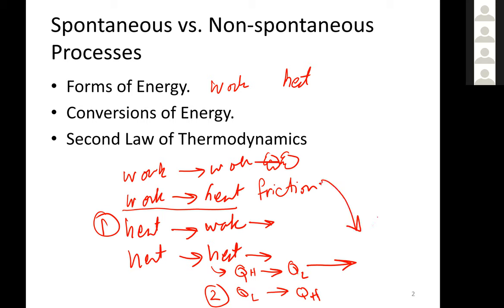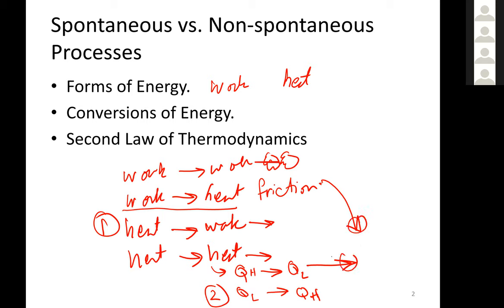What we are interested in more in thermodynamics are heat to work and heat from a low temperature medium to a high temperature medium. We call the other two, heat from high temperature medium to low temperature medium and work to heat, spontaneous processes. We don't have to interfere; they happen by themselves. If some work is done, friction will be caused naturally. Likewise, if we have unrestricted heat at high temperature, it is going to flow to low temperature.